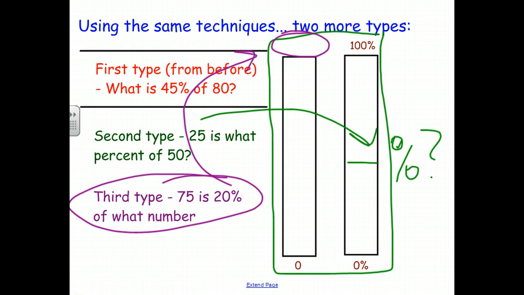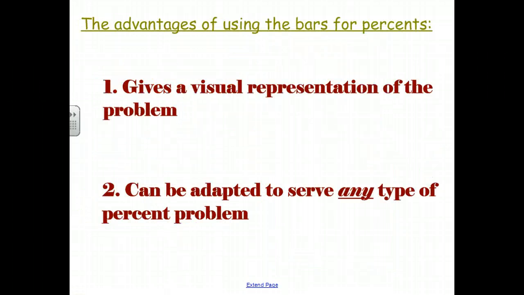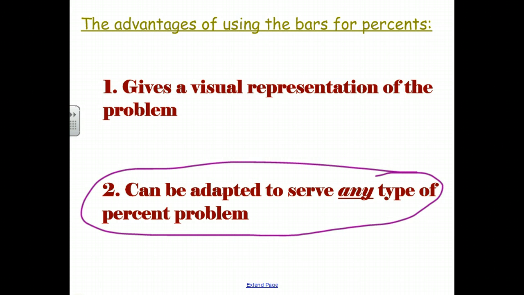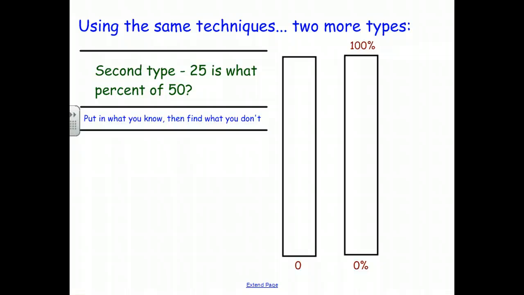And the advantage of using the bars like this in the three different types of problems is that the bars, A, give a visual representation of the problem, and you can see, if you treat the left-hand bar as a number line, about what your answer is, and it can be adapted to serve any type of percent problem. So no matter what kind of percent problem you come across, this method can be used to solve all of them. So let's look at the second type first.